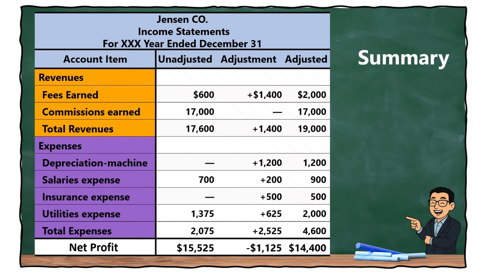of the company's performance. Now let's step back and ask, why do we need these adjustments at all? The unadjusted numbers don't tell the full story, because some revenues that were earned were not yet billed, and some expenses had been incurred, but not yet recorded. If we stopped at the unadjusted balances, revenues would be understated, expenses would be understated, and profit would be overstated. Adjusting entries correct these issues and make sure the statements follow the accrual principle. Record revenues when earned and expenses when incurred, not just when cash changes hands.